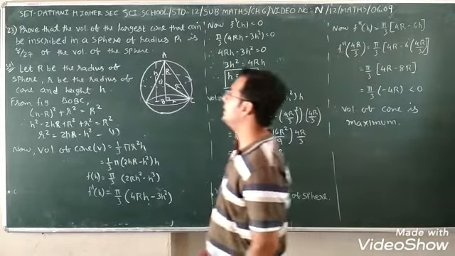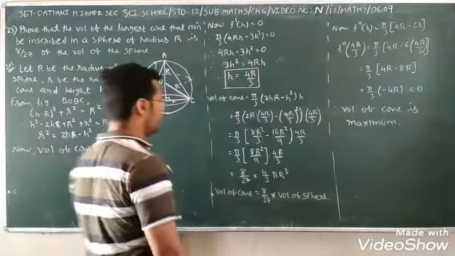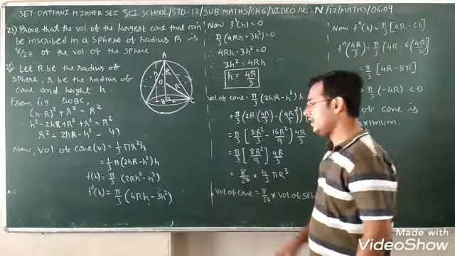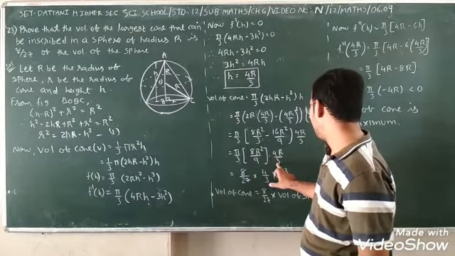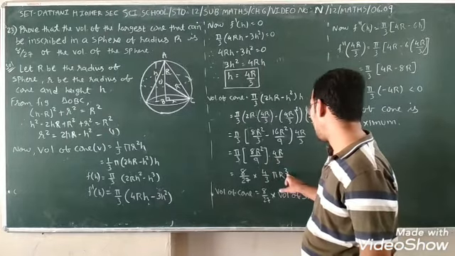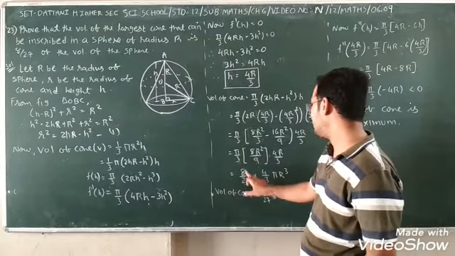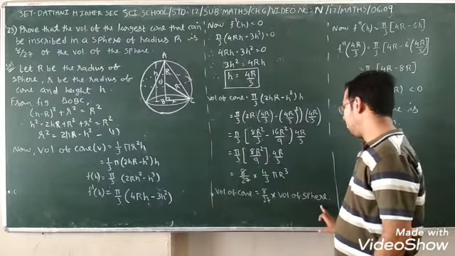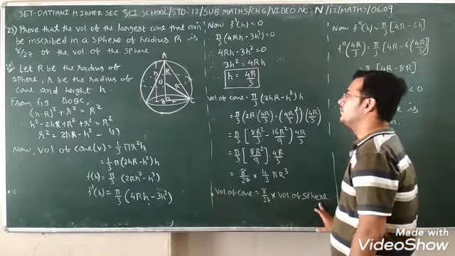Now we have to prove it is 8 by 27 of the volume of the sphere. What is the formula of the volume of the sphere? That is 4 by 3 pi R cube. So 8 into 9 threes are 27, 8 by 27 into 4 by 3 pi R cube, that is the formula of the volume of the sphere. So the volume of the cone is equal to 8 by 27 of the volume of the sphere.